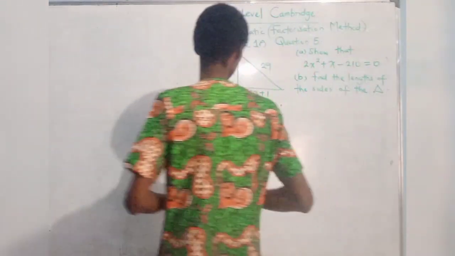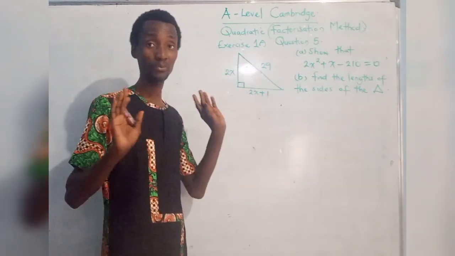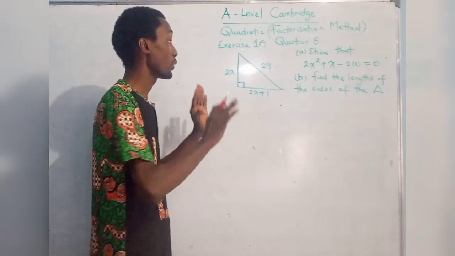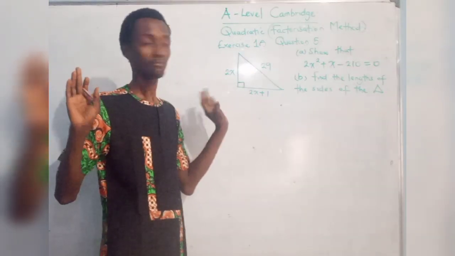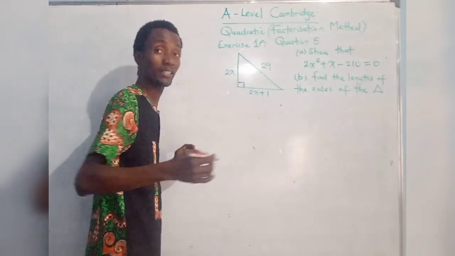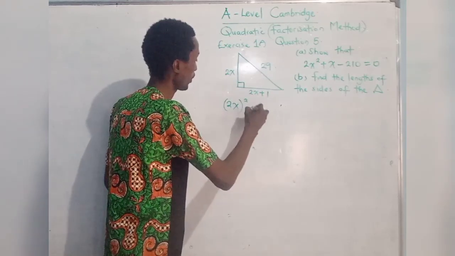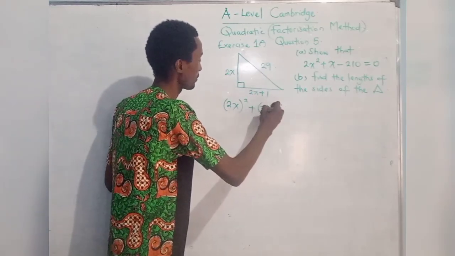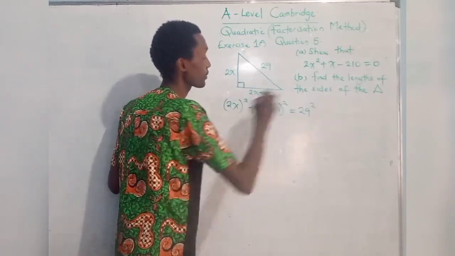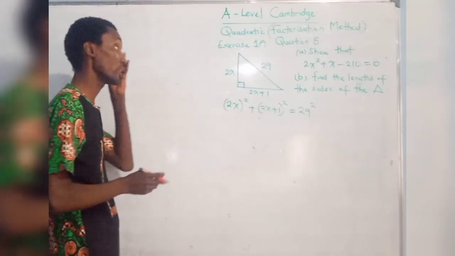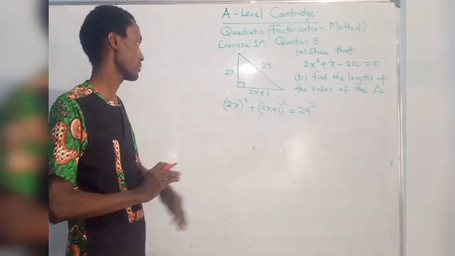So if that is understood, I'm going to put a right angle here. This is a right angle triangle, so obviously we would borrow a concept called Pythagoras theorem. How would that work? I know from my Pythagoras that this square plus this square will give me what? 29 squared. Is that not? That's our basic knowledge from Pythagoras, that this square plus this square will give me this square.